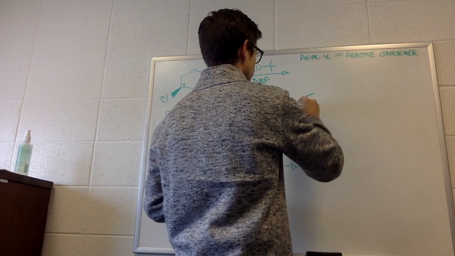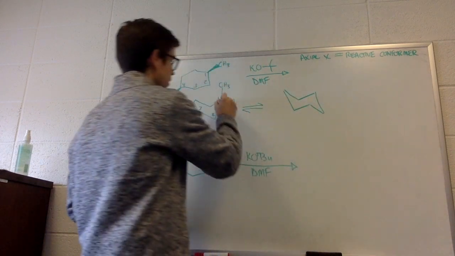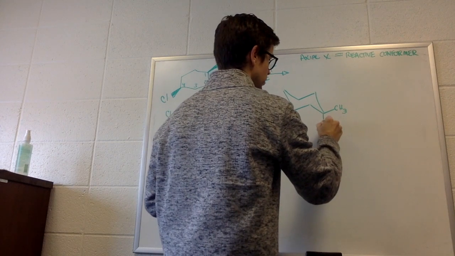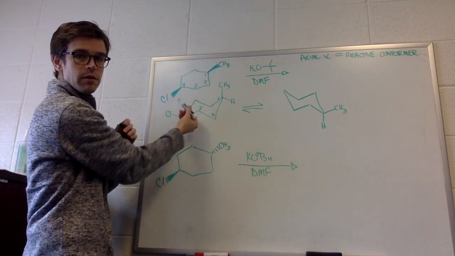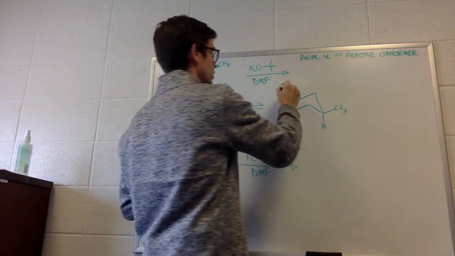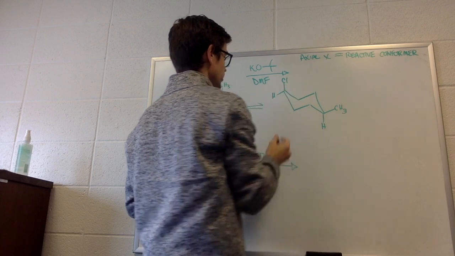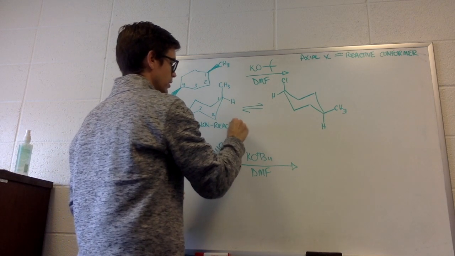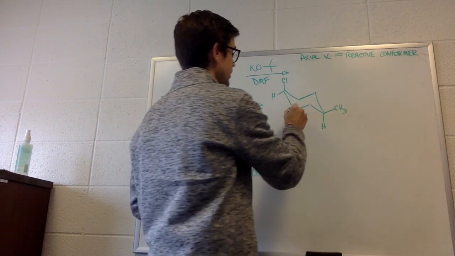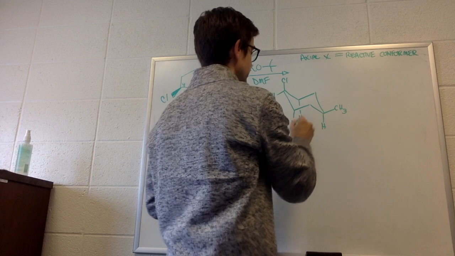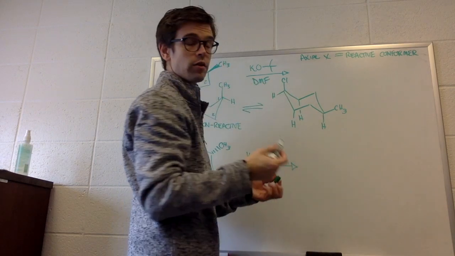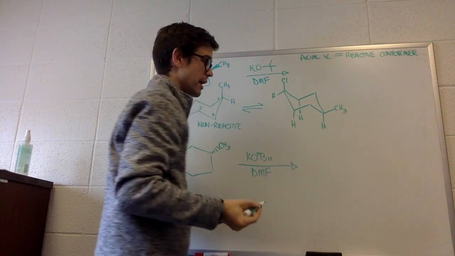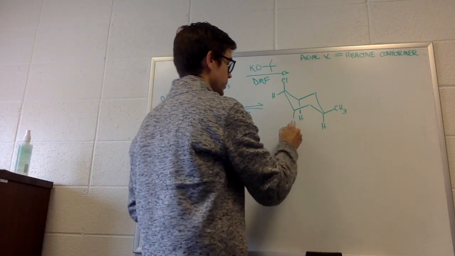In doing so, that 1 position comes down, bringing the CH3 from the axial position to the equatorial position. And this corner flips up, and the Cl was equatorial, now it's axial. So this is the non-reactive conformation, and this is the reactive conformation. Why is this one reactive? It's reactive because we have 2 different hydrogens that are both antiperiplanar to the chlorine, the leaving group. This hydrogen is antiperiplanar to that chlorine, and also this hydrogen is antiperiplanar to that chlorine. So this is the reactive conformation.